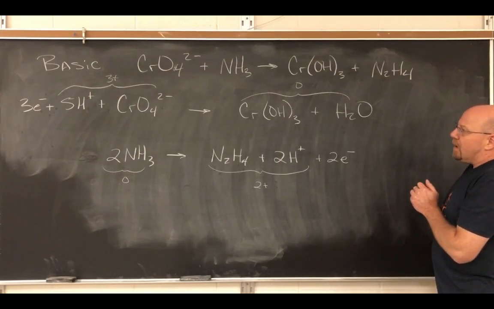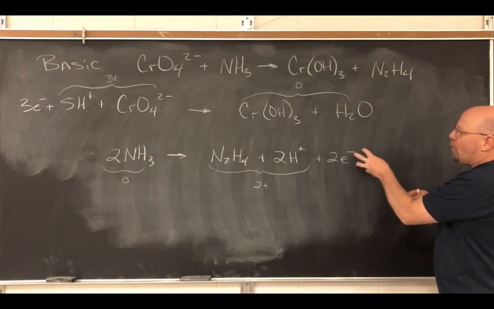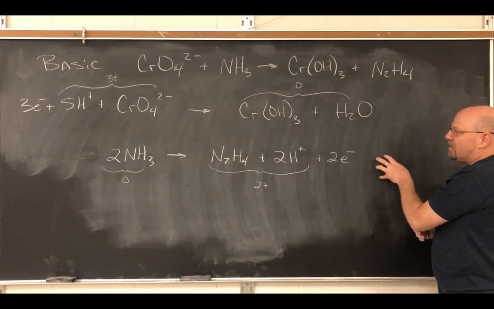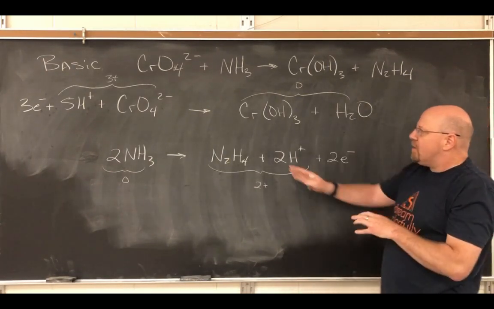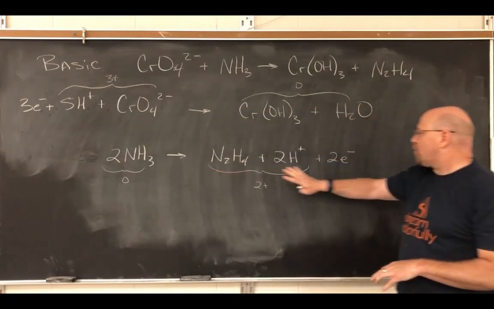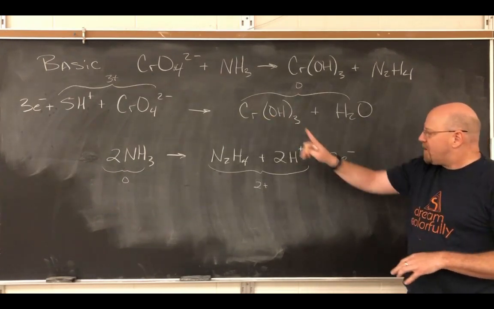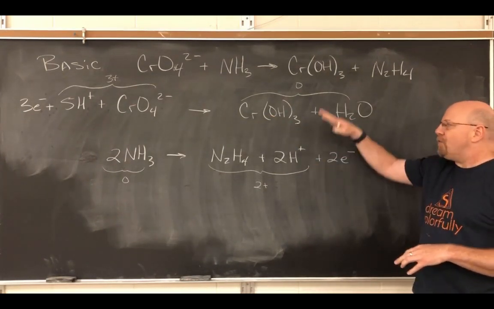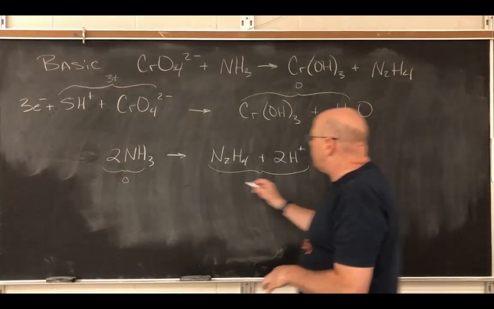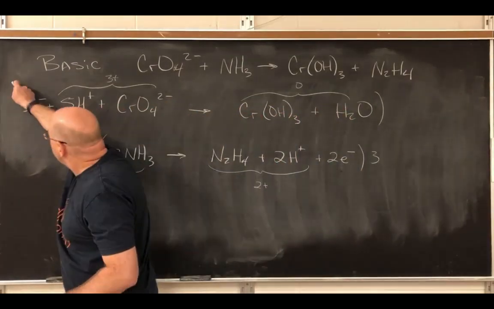Okay, the next step is we need to make sure that the number of electrons in both half reactions is equal. In this half reaction, we gain 3 electrons, and this one loses 2 electrons. For them to be equal, because that's an odd number and this is an even, we're going to have to multiply both of them by a value to get them to be common. In this case, we multiply this by 3, and we multiply this by 2.